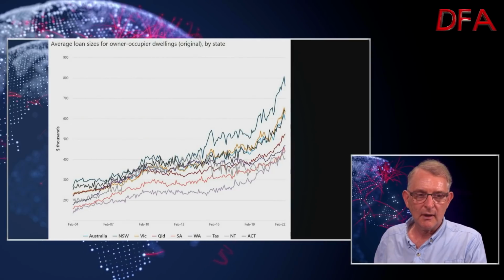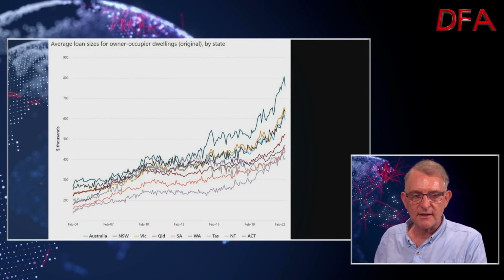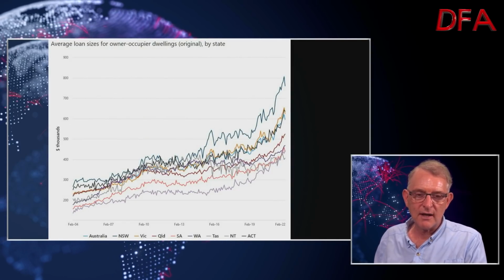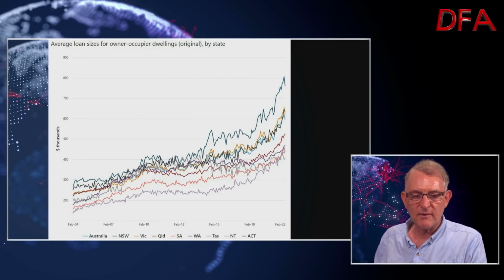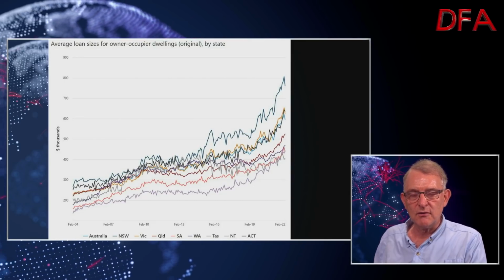And by the way, the average loan size for unoccupied dwellings continues to rise. It came back slightly in New South Wales, but actually compared with 12 months ago, the average new loan is a lot bigger.